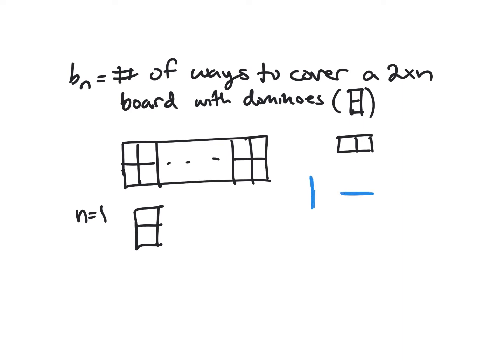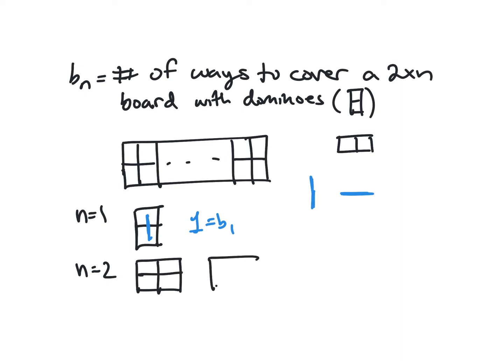So here we have one option, right? We have to lie it vertically. That's the only way, and then it covers it, right? So there's one way to do this. So B1 is 1. What if we have two? Because I'm not necessarily sure if I've gleaned any real information there.